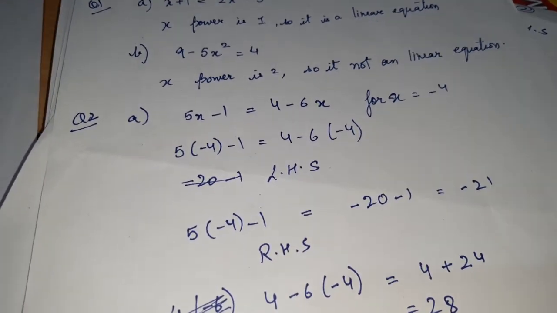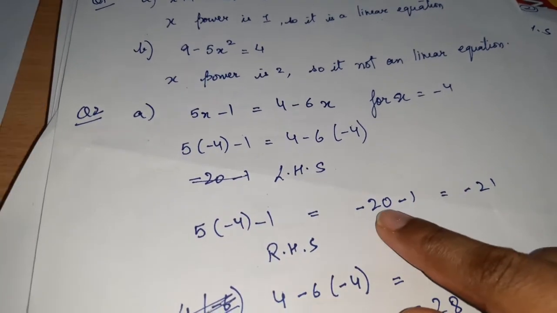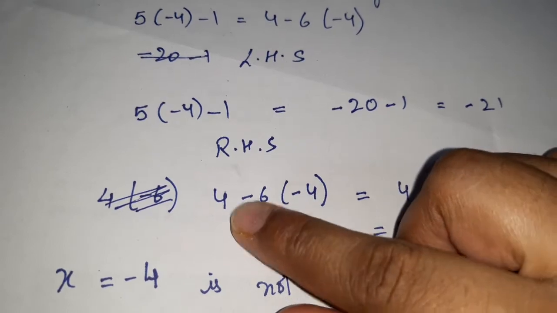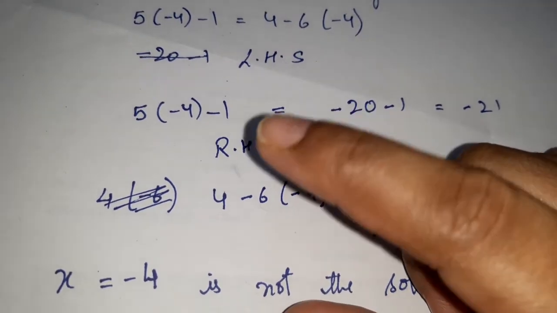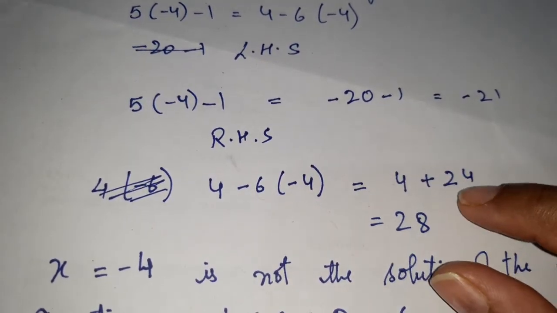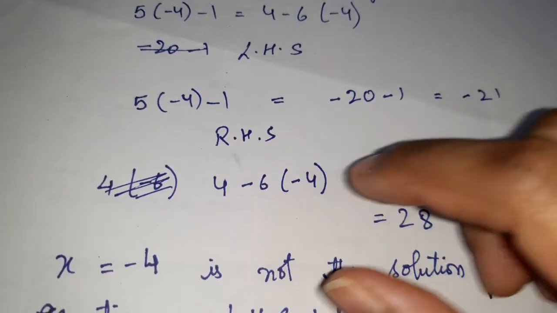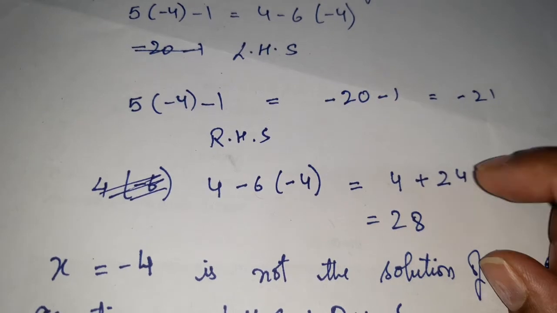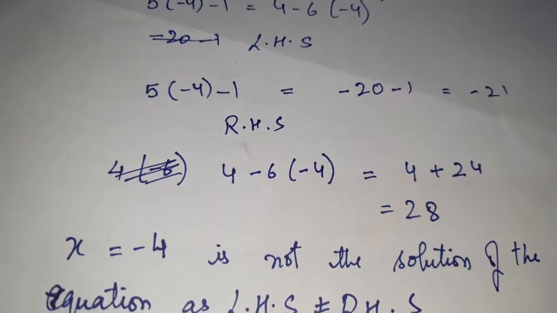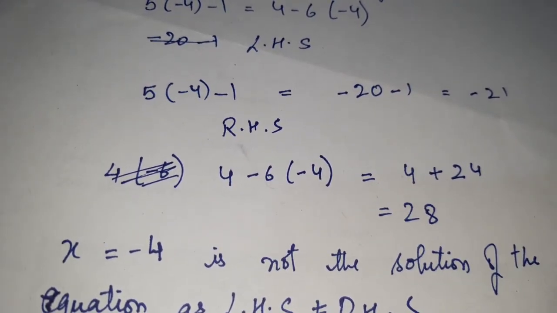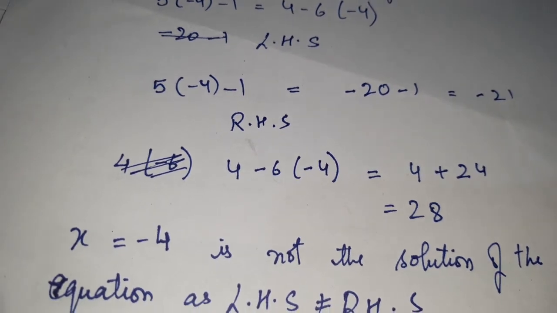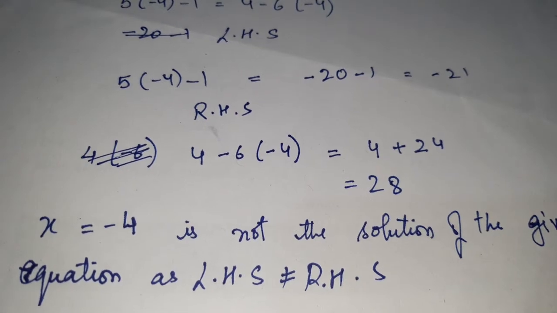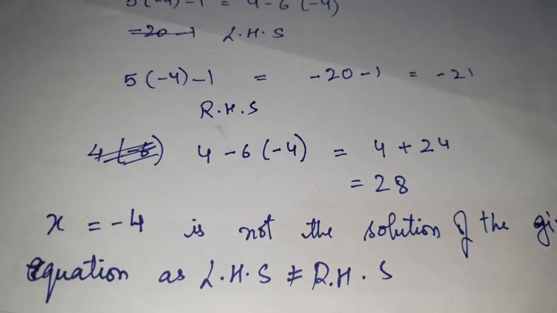Minus 20, minus 20 minus 1, so is equal to 4 minus 6 minus 4. So minus 6 and minus 4 will be multiplied, and since both the signs are negative, it will become addition. So it will be 4 plus 24, so 28. So x equal to minus 4 is not the solution as RHS is not equal to LHS.